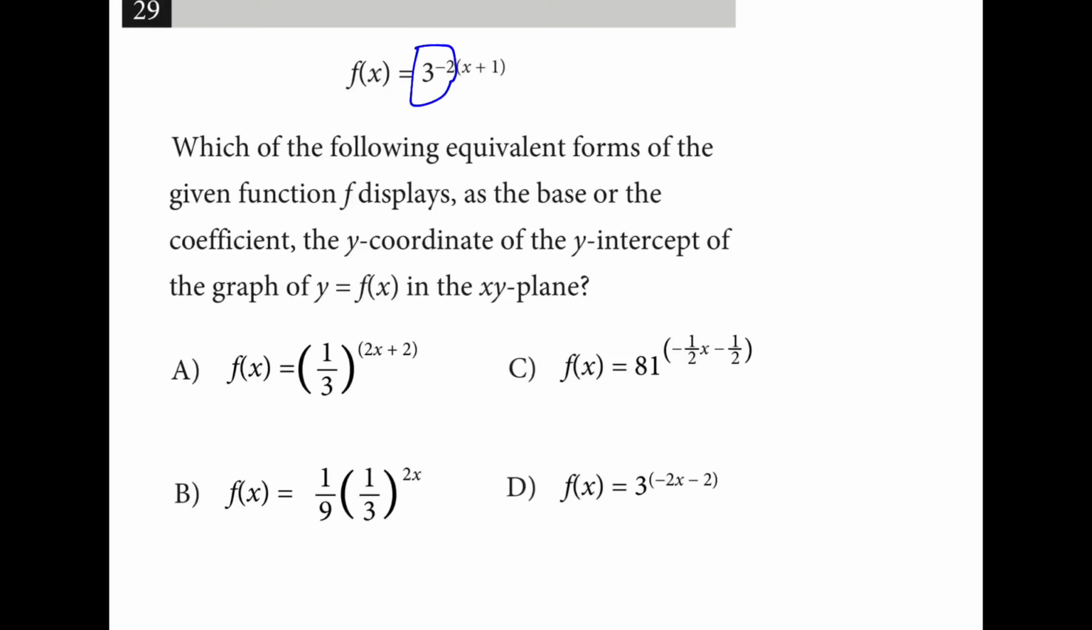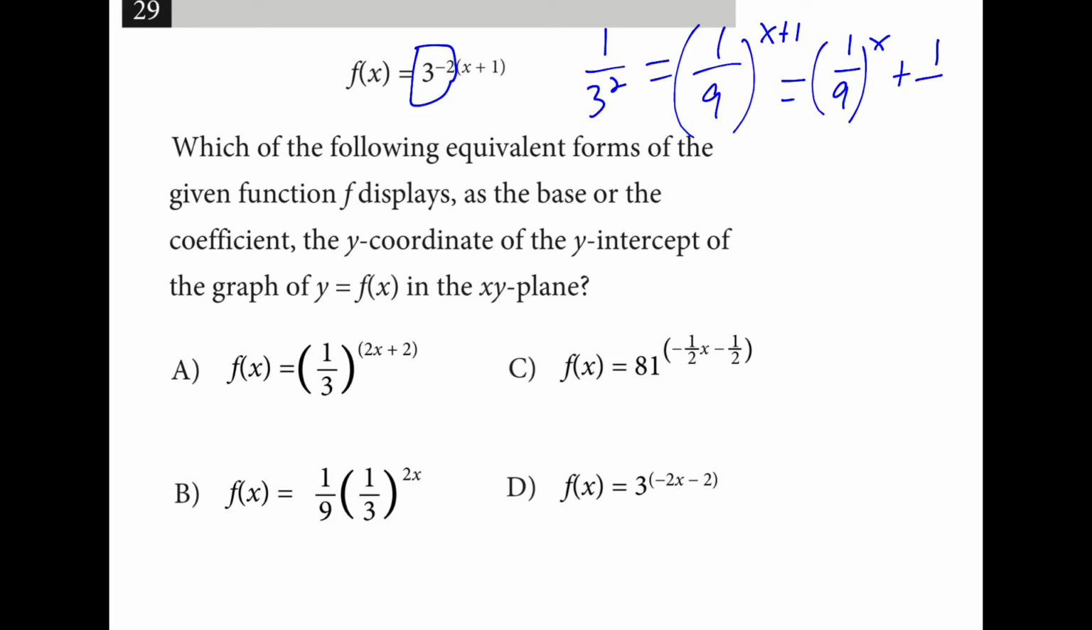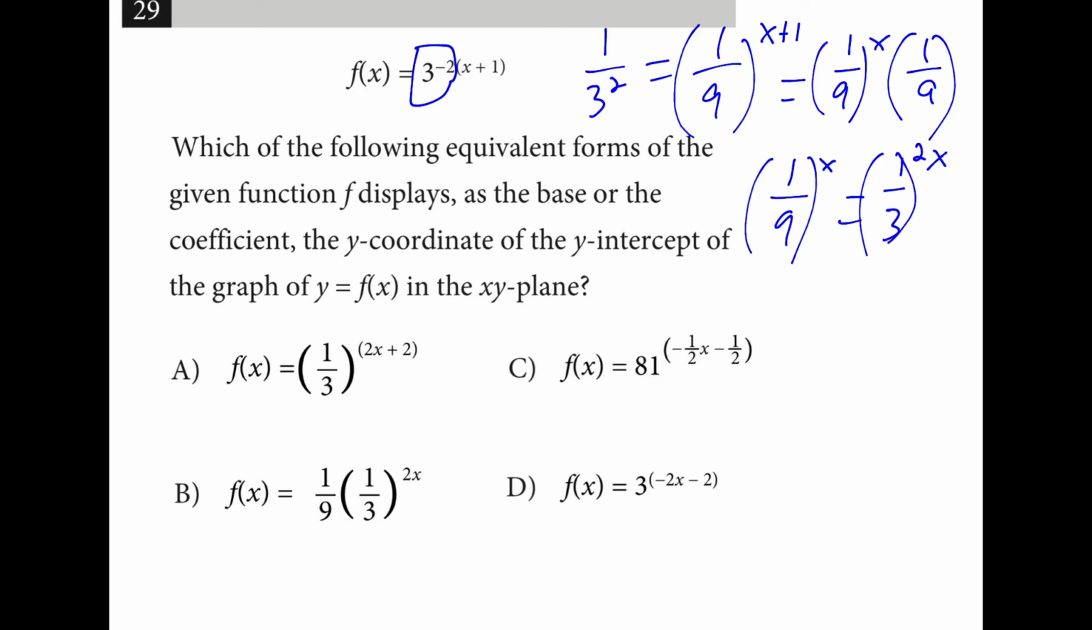So we can start with this part here. 3 to the -2 is the same thing as 1 over 3 squared, or 1 over 9. If I take this to the power of x plus 1, I can write that as 1/9 to the power of x, multiplied by 1/9. Another way of writing 1 over 9 to the x is 1 over 3 to the 2x, because that 1/3 squared gives us 1/9. Put it all together, you get b.